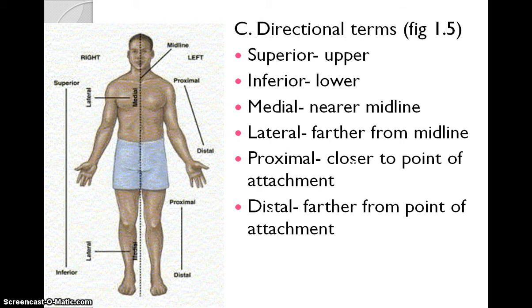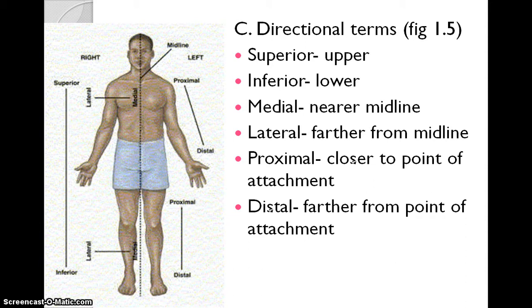The next set of terms are proximal and distal. These only refer to limbs, so we would only be using these on the arms or the legs. And when we're talking about proximal and distal, we're essentially talking about close and further from the point of attachment. So for the upper limbs, we'd be referring to close or far from the shoulder, and for the legs, we'd be looking at close or far from the hip.